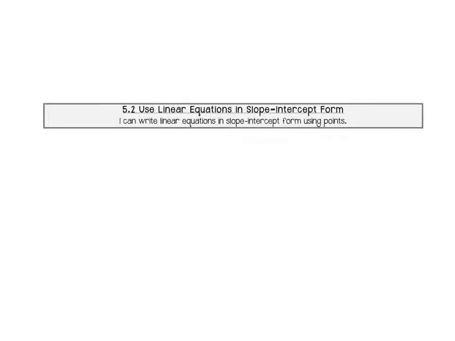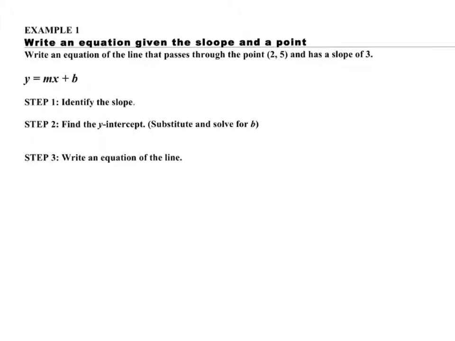In this lesson, we're going to write linear equations in slope-intercept form using 2 points. Example 1, write an equation given the slope and a point. Oops, looks like I misspelled that up there. Slope, S-L-O-P-E.